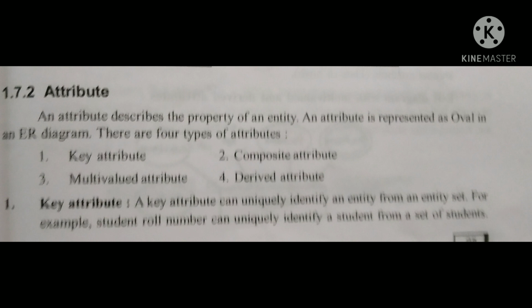A key attribute can uniquely identify an entity from an entity set. For example, a student roll number can uniquely identify a student from a set of students.